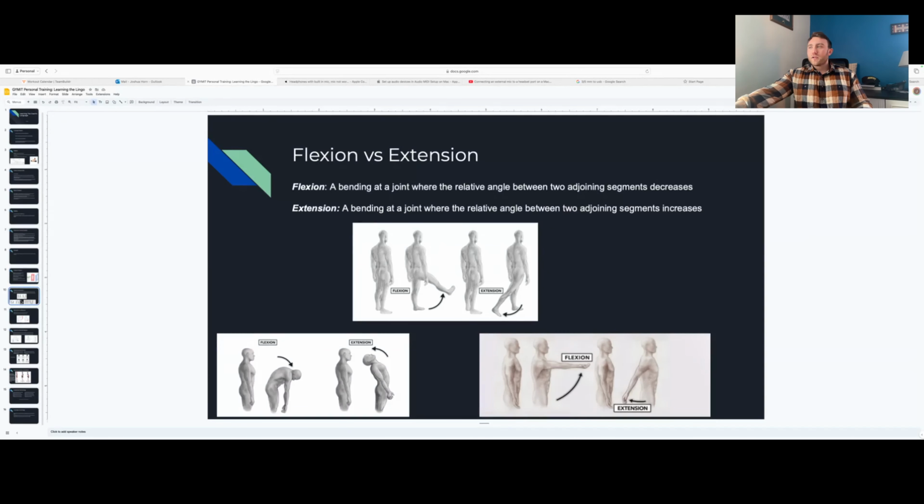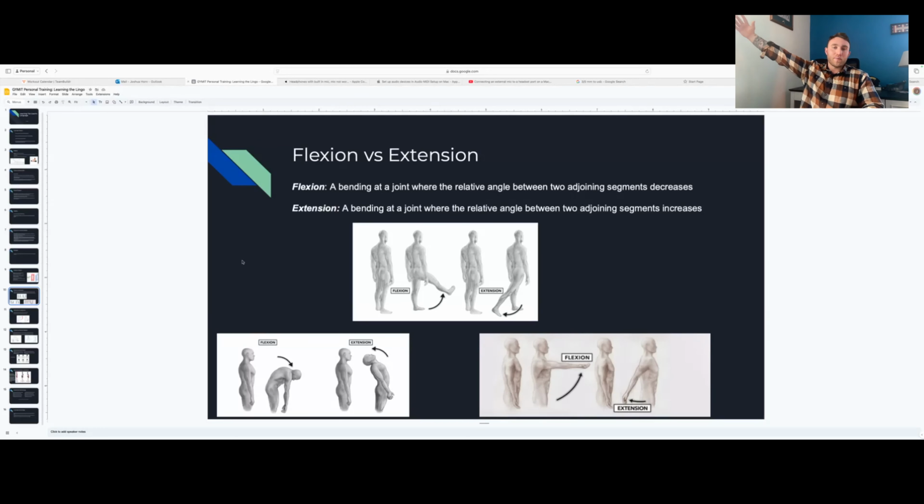Now, as we move into some specific actions at joints and limbs of the body, we're going to think about flexion and extension first. So flexion is a bending at a joint where the relative angle between two adjoining segments decreases, right? So they get closer together. Extension is bending at a joint where the relative angle between two adjoining segments increases.